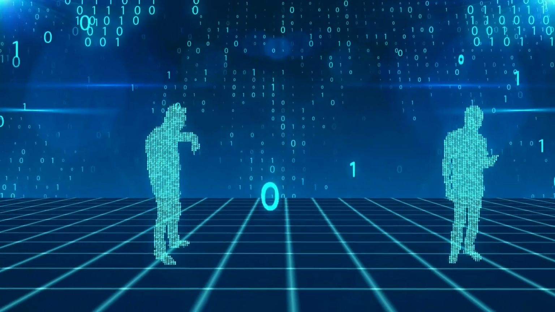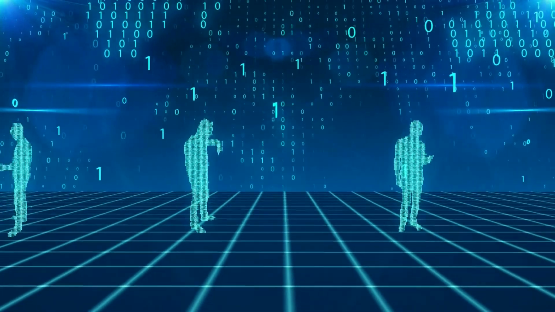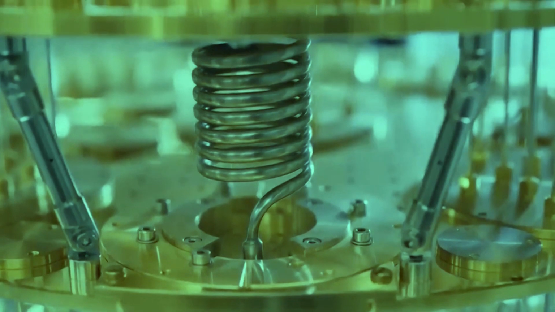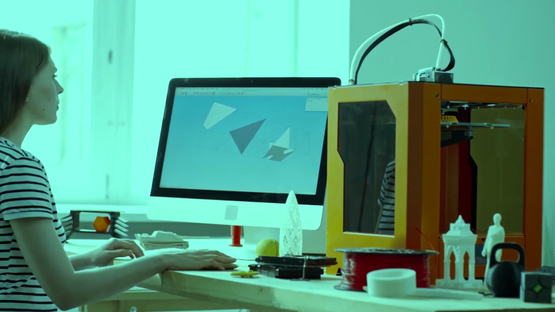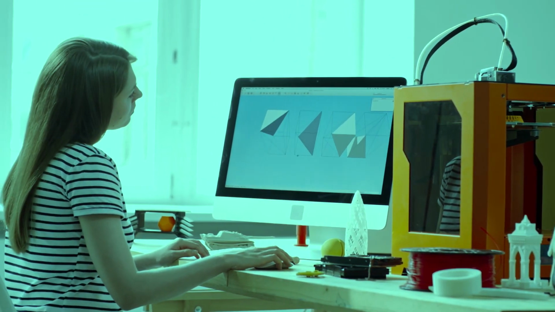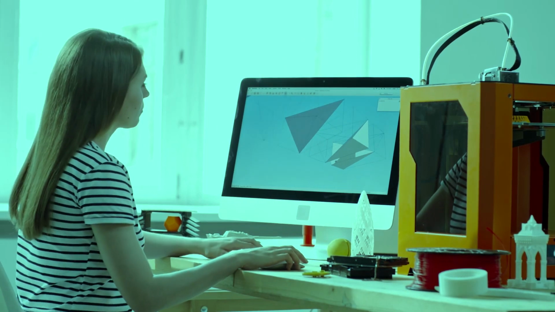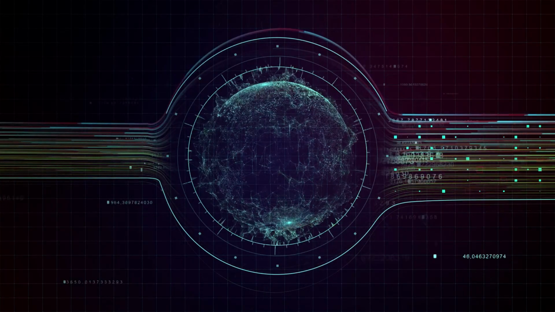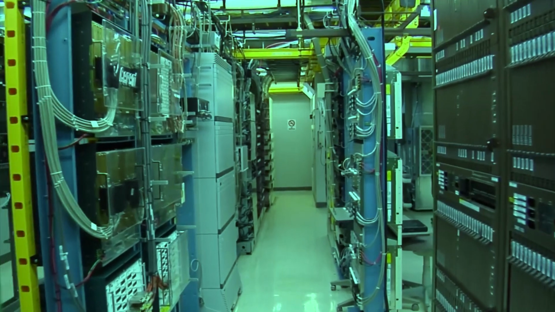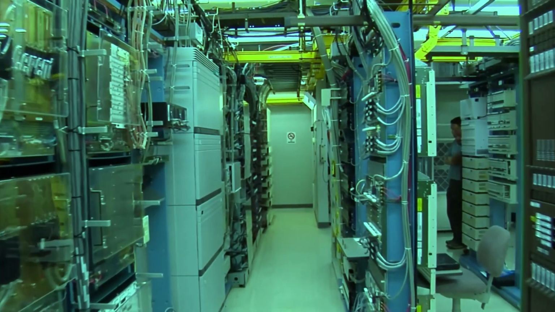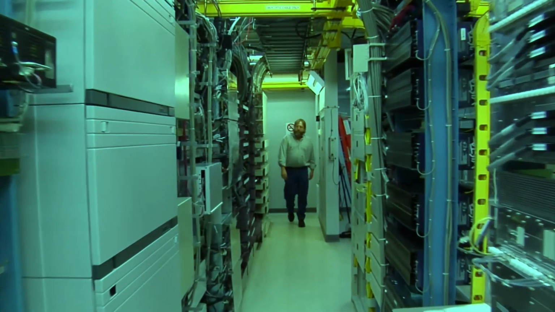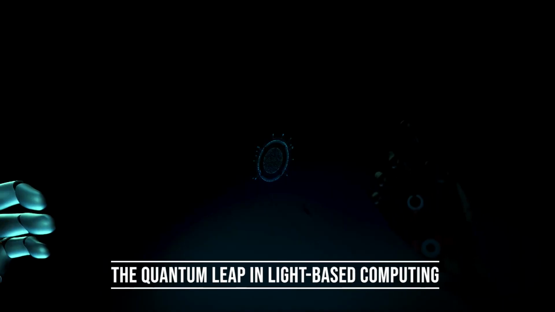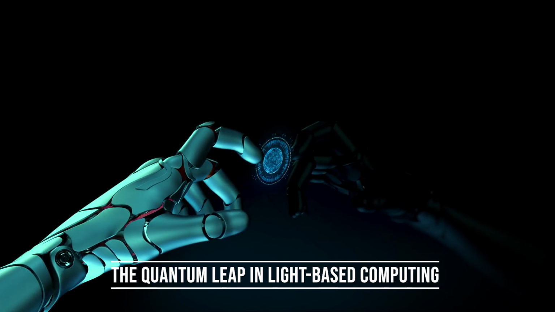This achievement has far-reaching implications for various scientific and practical applications, from code deciphering to pharmaceutical drug design. However, as with any technological breakthrough, it is important to examine the context, implications, and the broader quantum computing landscape. This video explores China's progress in light-based quantum computing, the significance of Jiuzhang 3.0, and the potential impact on the global quantum computing landscape. The quantum leap in light-based computing.